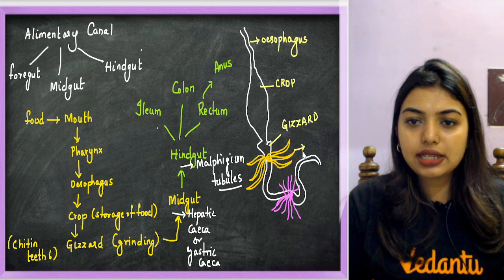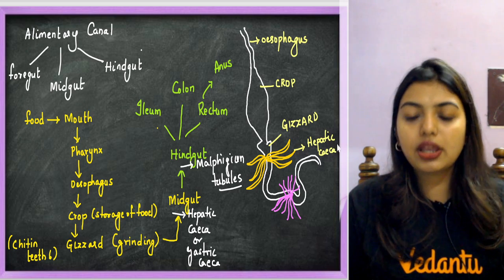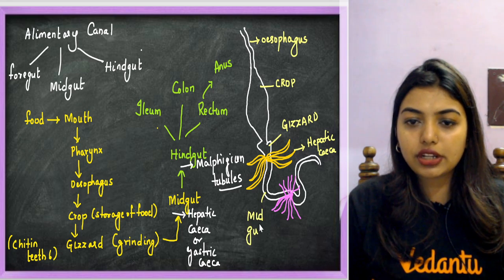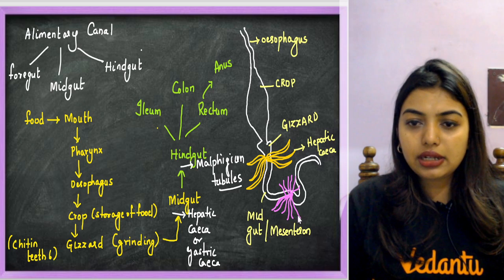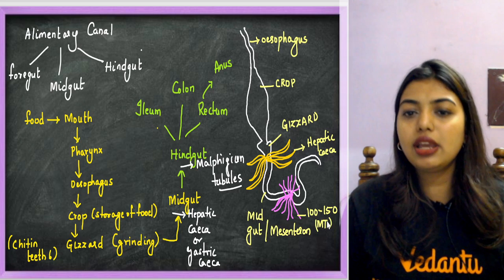Then hepatic caeca is not very less, because this fellow is going to add its secretions. Now midgut, also called mesenteron. If you see the word mesenteron, do not get shocked saying that ma'am did not teach us mesenteron. Mesenteron is also called your midgut. Now between the midgut and this, we have 100 to 150 Malpighian tubules, which is actually going to help in excretion only.